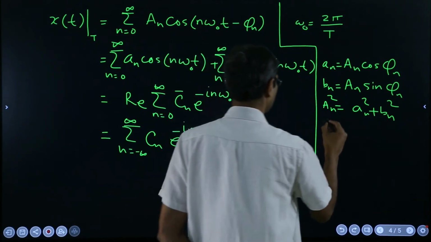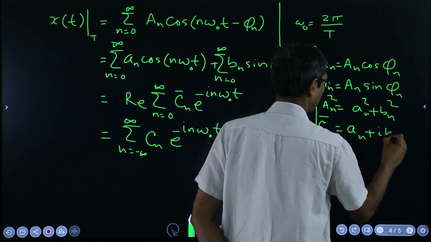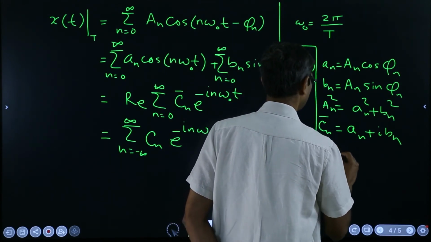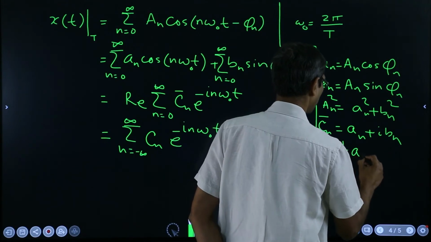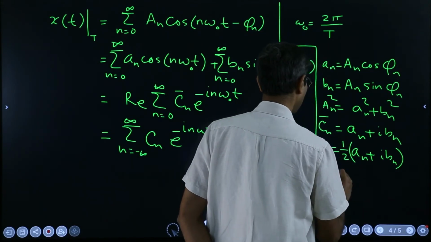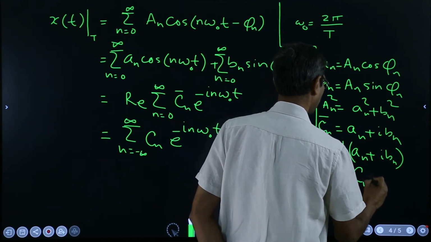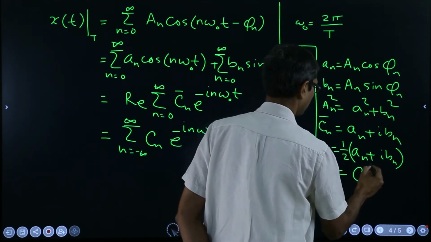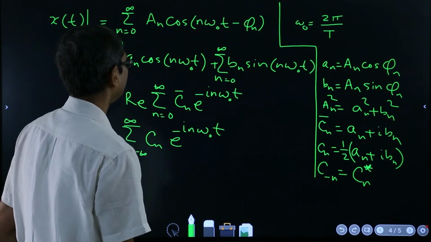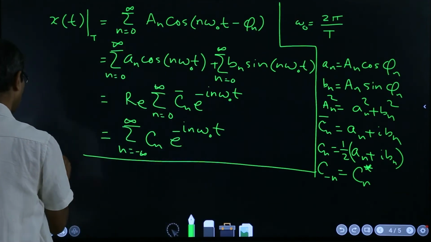Then what else? Okay, c_n bar is equal to a_n plus i b_n, and c_n is equal to half a_n plus i b_n, with c_minus_n equal to c_n transposed, conjugate, okay, c_n conjugate. And okay, so that is one. Then some more formulas, I should write them.